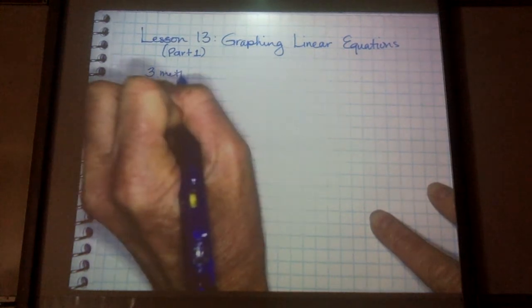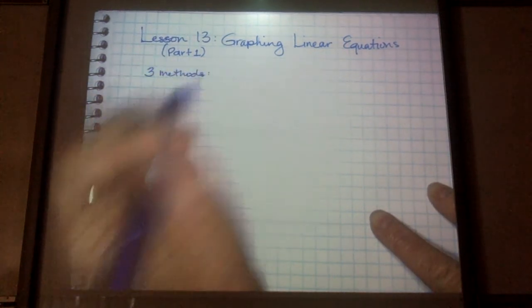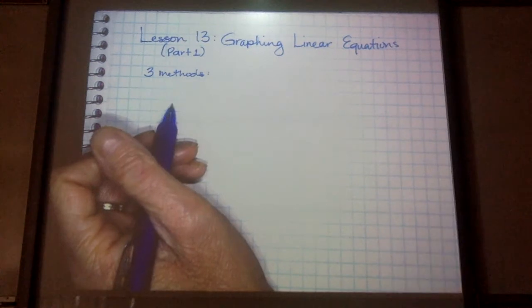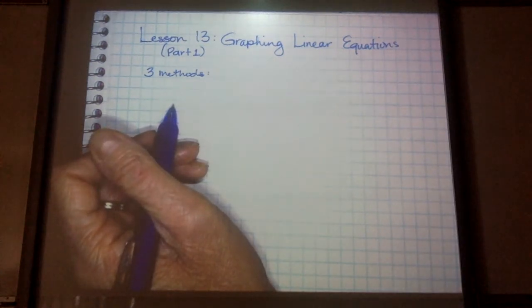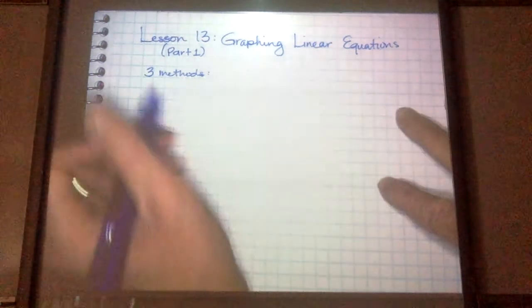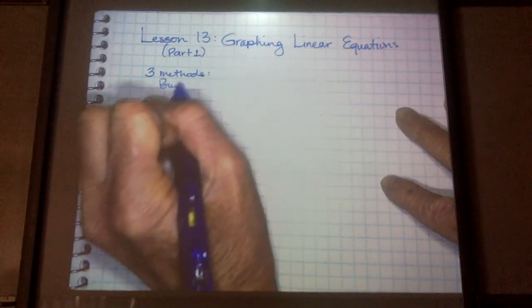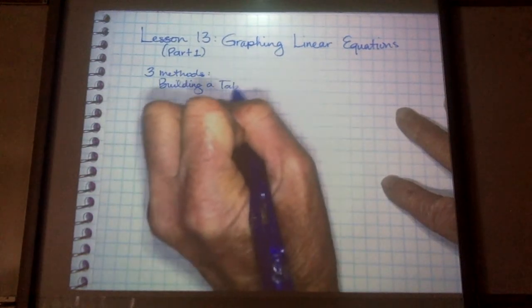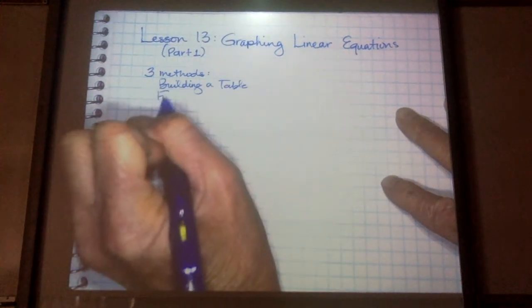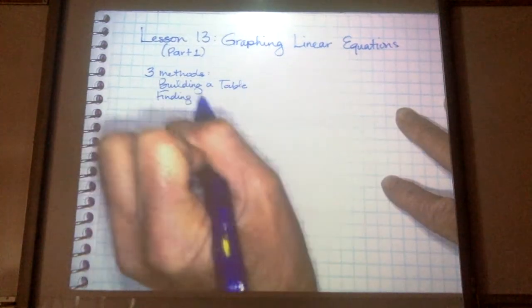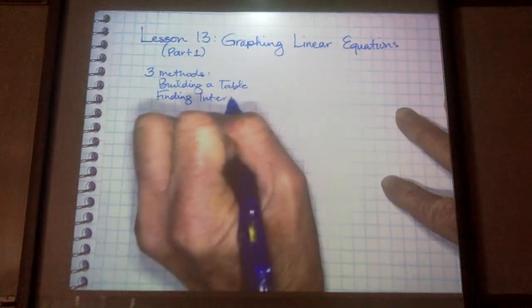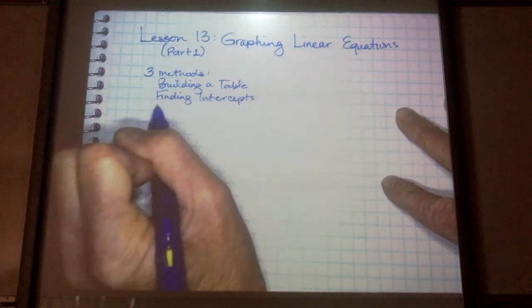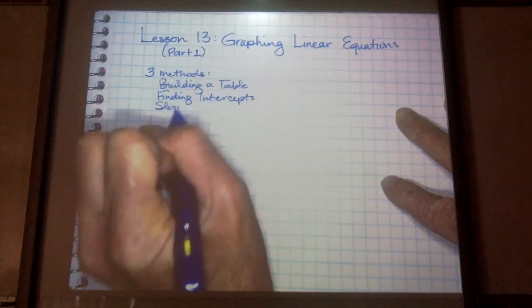Now, they mentioned three methods, but I'm only really going to cover one, because you can use any method, but I think there's only one that's the easiest. So three methods that they go over is building a table, finding your intercepts, and third, slope-intercept form.